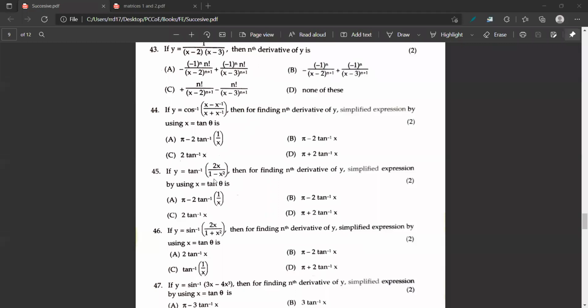So I'll explain the substitution. Mostly the substitution that we are going to take is x equal to tan theta. If we use tan theta, y is equal to, suppose I'm using this 45th, I have explained this problem, 2 tan theta upon 1 minus tan square theta. That is tan 2 theta. So we just get y equal to 2 theta, and theta is equal to tan inverse x. So we are just getting y equal to 2 tan inverse x.